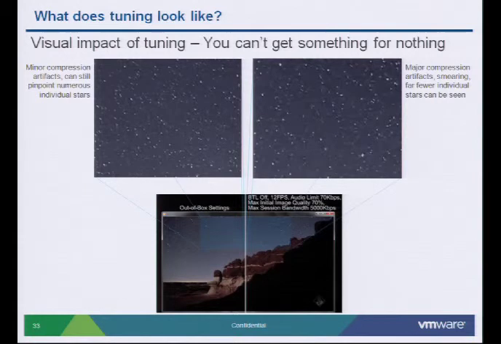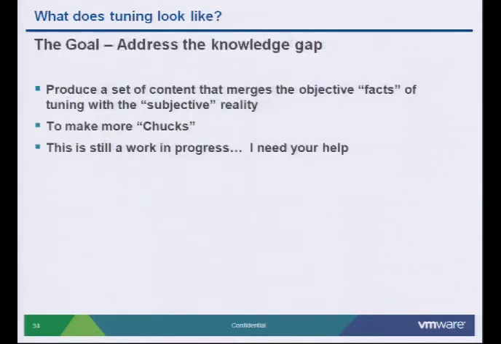If you look over here, hopefully you can see there's a lot of very small and fine points of light. It's a starry sky. If you look over here, from the same sky, these stars are much bigger because they're getting smeared together. It's really heavily compressed. A lot of stars are missing. This whole area just doesn't have anything, and they've all been smeared into this gray. So as you get really aggressive with tuning, there is this visual impact.